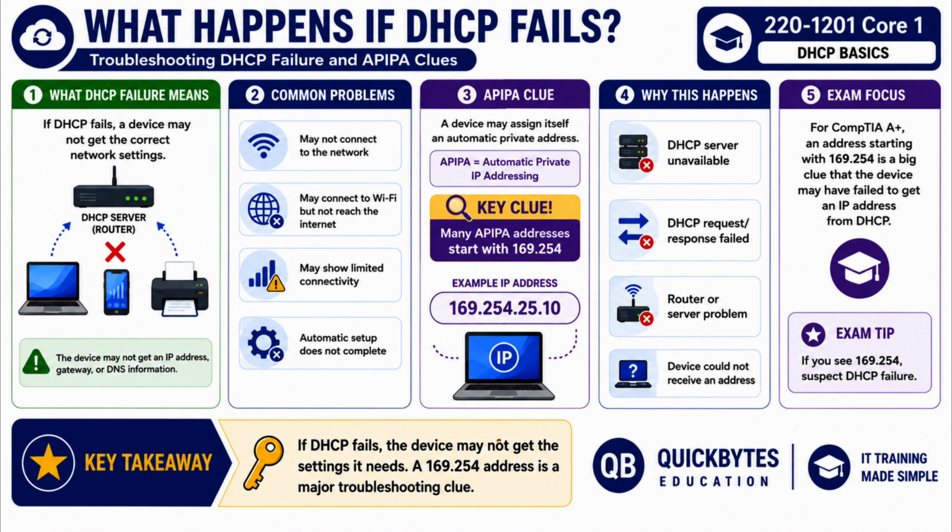In many cases, an APIPA address starts with 169.254. For CompTIA A+ troubleshooting, this is a big clue. If you see an address that starts with 169.254, the device may have failed to get an IP address from DHCP.